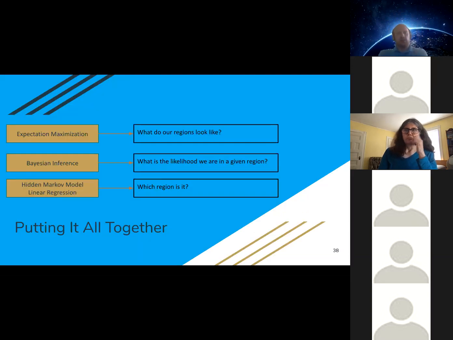And so putting everything together, we try and figure out what the regions look like, what the likelihood is that we're in a given region using a given number of variables, and then combining all of those variables together to create a physics-informed model that tells us where we are in space.